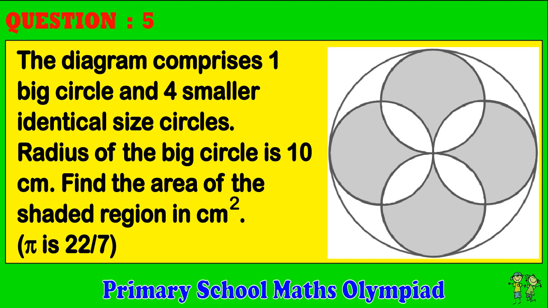Question 5. The diagram comprises 1 big circle and 4 smaller identical sized circles. Radius of the big circle is 10 centimeters. Find the area of the shaded region in centimeters squared. Pi is 22/7.